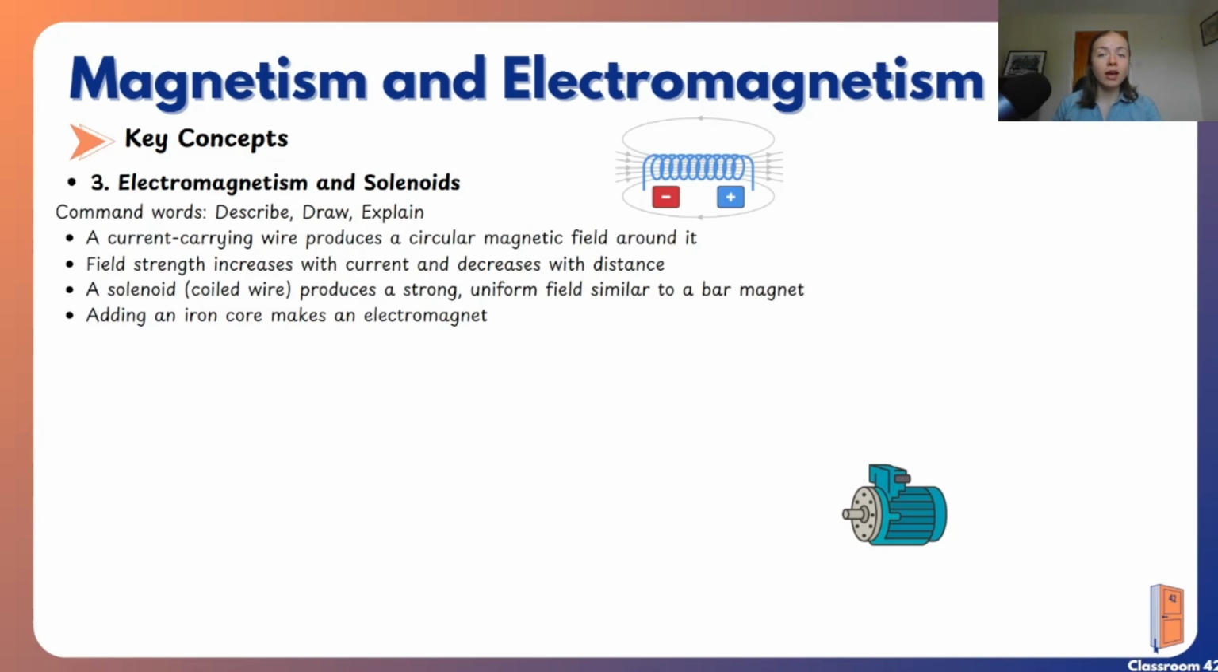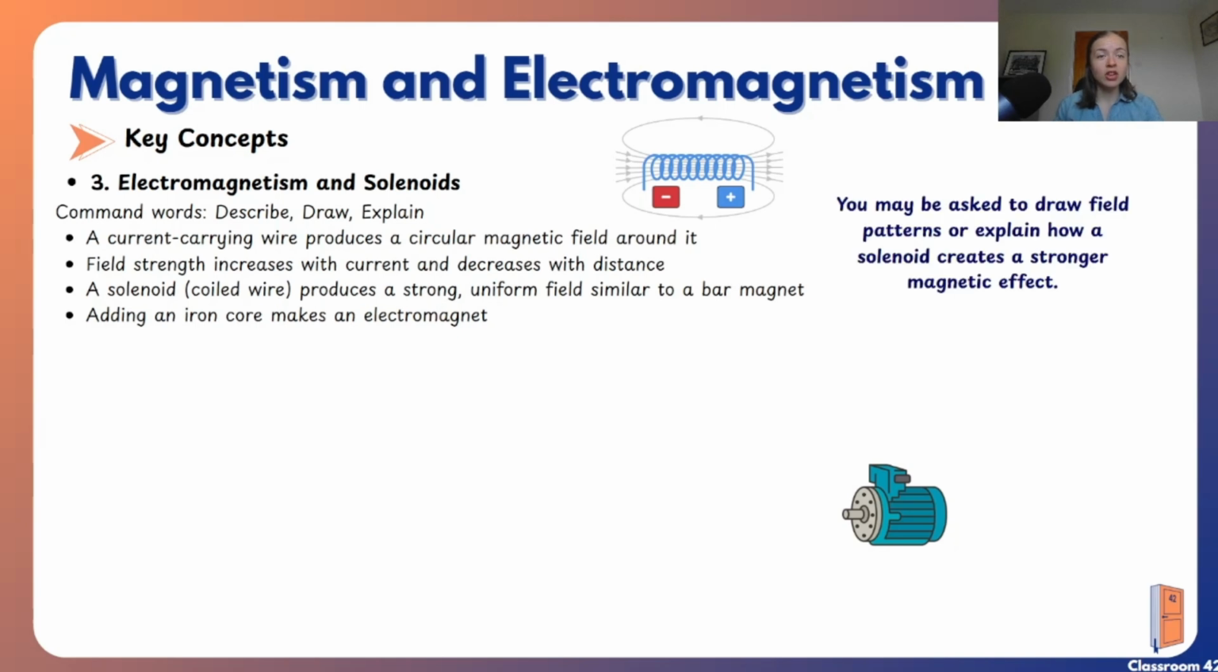We also need to be able to talk about electromagnetism and solenoids. A current carrying wire produces a circular magnetic field around it, and the field strength increases with current and decreases with distance. A solenoid, or coiled wire, produces a strong uniform field similar to a bar magnet, and adding an iron core is what makes it an electromagnet. So you may be asked to draw field patterns or explain how a solenoid creates a stronger magnetic effect.